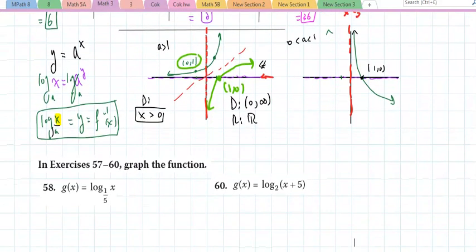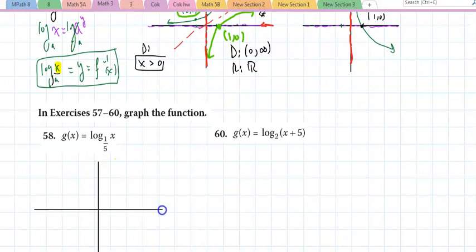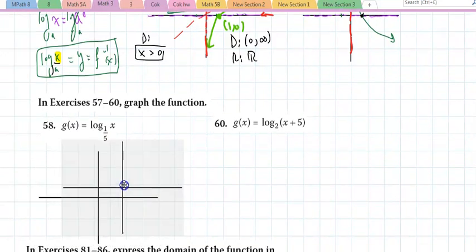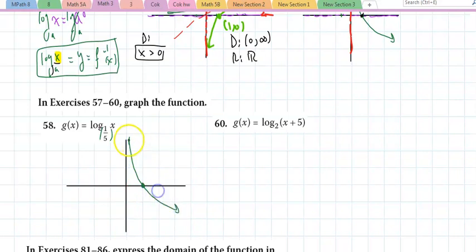So when I get to problem number 58, sketch a graph. Well, again, if it says sketch a graph, I need to label points. If I look at this, I notice the base is between 0 and 1, so I know the graph is going to pass through the point 1, 0, and it's going to look something like this. And I would label the asymptote clearly, done deal.